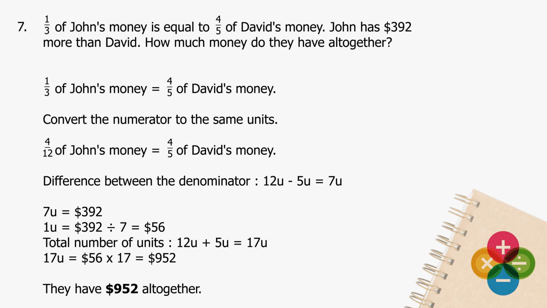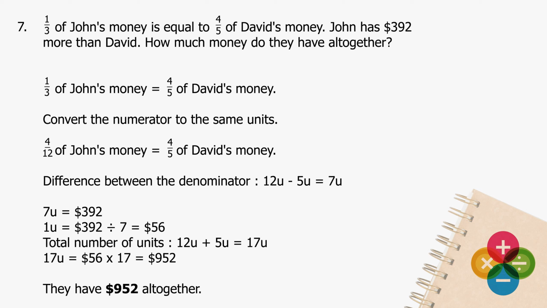One-third of John's money is equal to 4/5 of David's money. Convert the numerator to the same units. 4/12 of John's money is equal to 4/5 of David's money. The difference between the denominators will be: subtract 5 units from 12 units, and the difference is 7 units. 7 units is equal to $392. 1 unit will be: divide $392 by 7, and the quotient is $56.